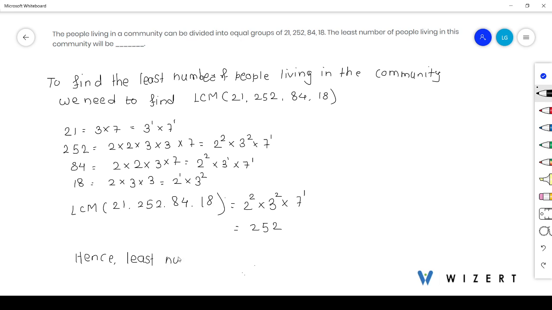Hence, the least number of people living in the community will be 252.